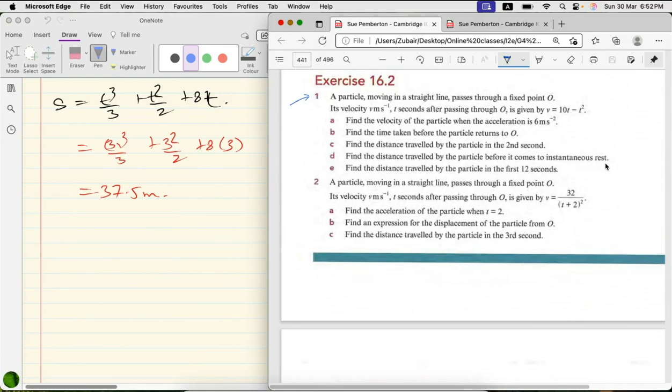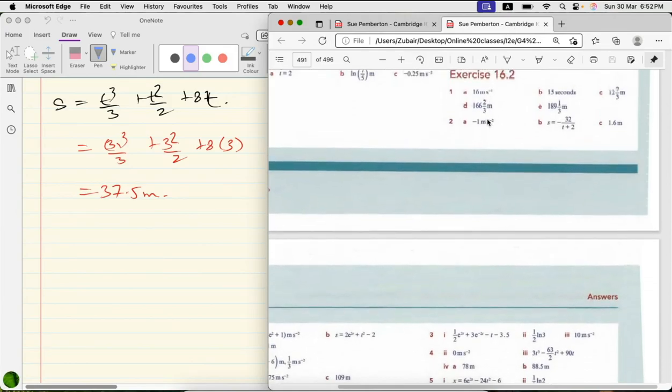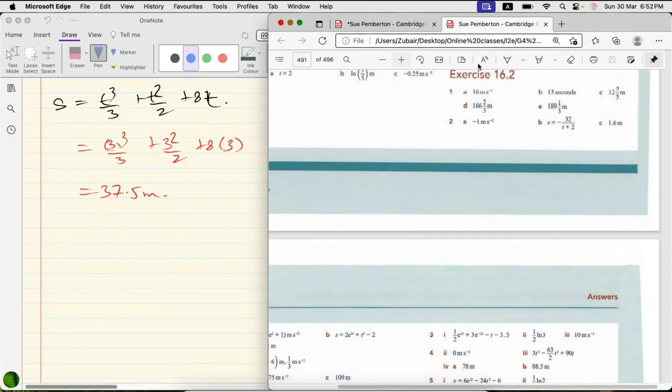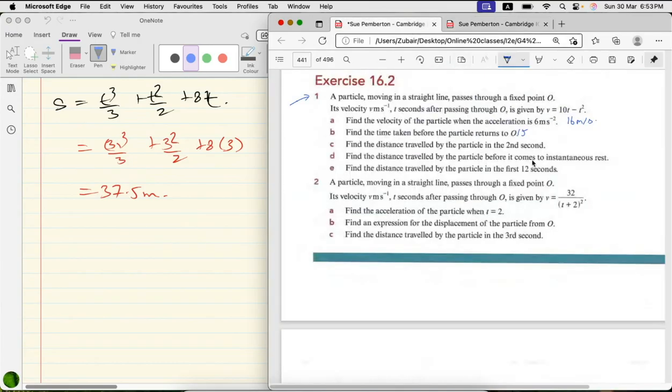A is 16 meters per second. Correct. B is the time taken before the particle returns to O, which is 15 seconds. And then C would be the distance traveled by the particle, which would be 38 over 3 meters. 38 over 3, 12.6. That's correct. A, B, C all correct.